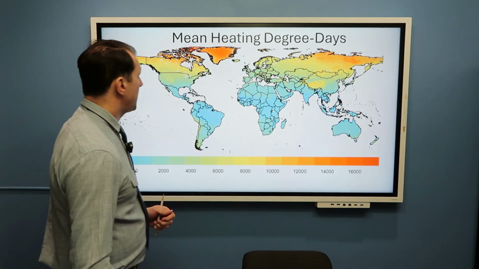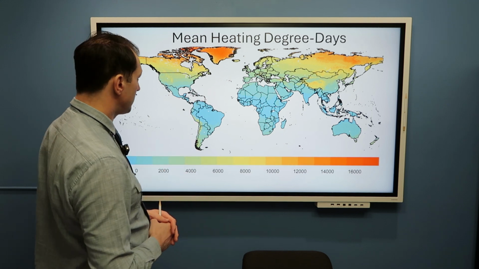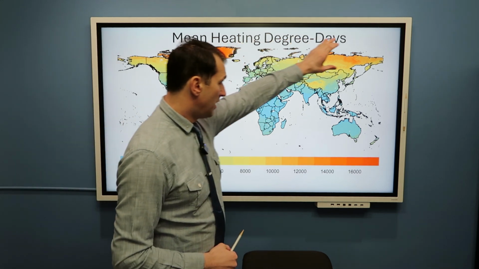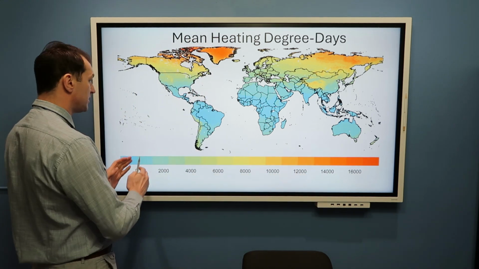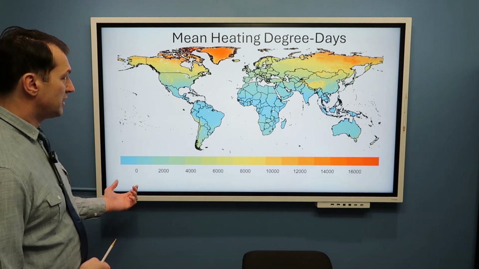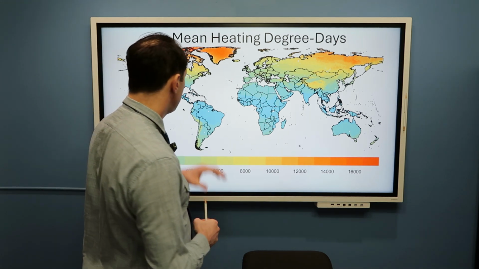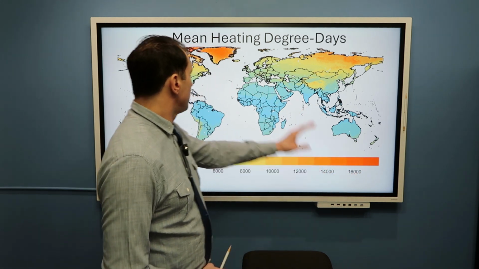If we now look at mean heating degree days, you can see that the situation is basically reversed. High latitudes have a very large number of heating degree days, whereas tropical and subtropical regions effectively have 0 heating degree days. It is also noteworthy that these high latitudes have many more heating degree days, namely 16,000, than low latitudes had cooling degree days, namely 5,000, that we saw in my previous slide.